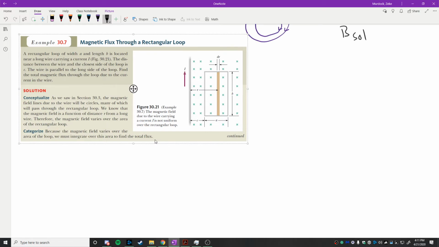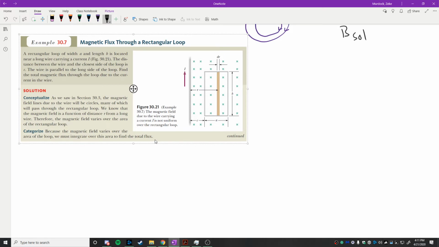It's located near a long wire carrying a current I. So there's the current I right there. The distance between the wire and the closest side of the loop is C. The wire is parallel to the long side of the loop. We want to find the total magnetic flux through the loop due to the current in the wire. Okay?